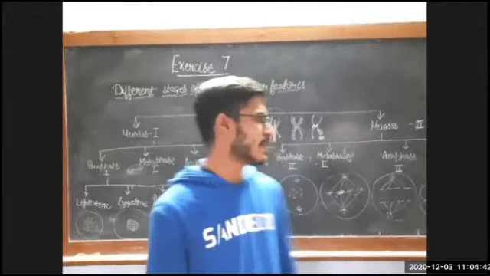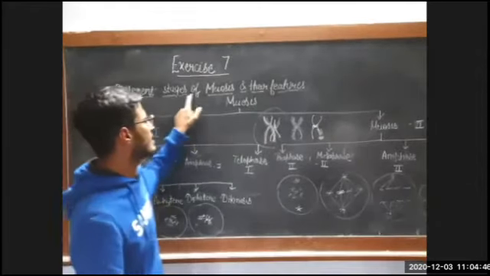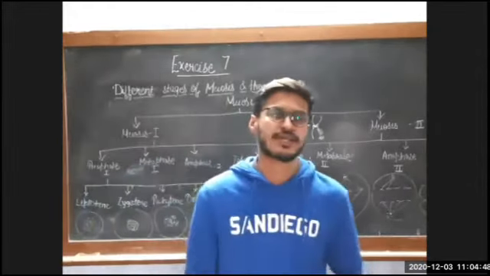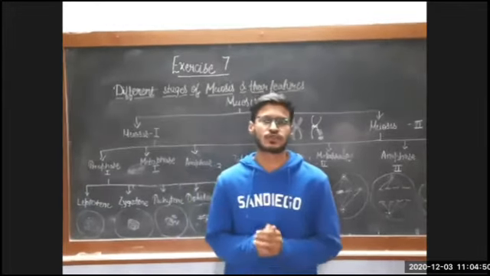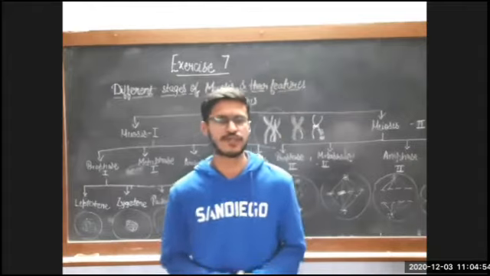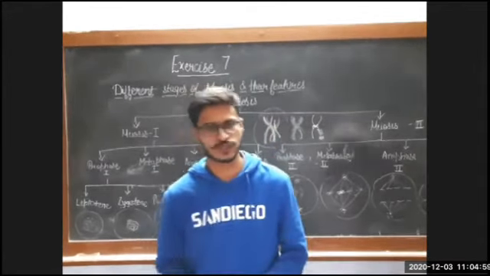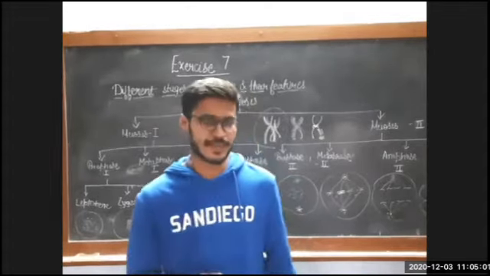Today we start with exercise 7, and it is different stages of meiosis and their features. So meiosis होता क्या है? What is meiosis? It is a type of cell division in which chromosomes are halved, that is diploid to haploid, in daughter cells, that is gametes.